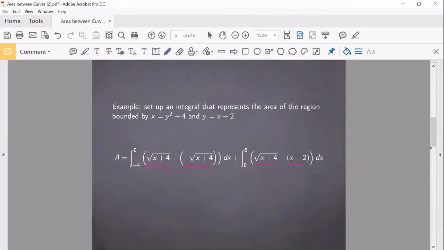Okay, so as you can imagine, if I was going to try to evaluate and find the actual numerical area, these integrals are going to be pretty complicated. We have square roots in them, plus there's two of them. So fortunately, there is an easier way. This particular integration is set up in terms of x. We can do a similar thing, but focus on the variable y.